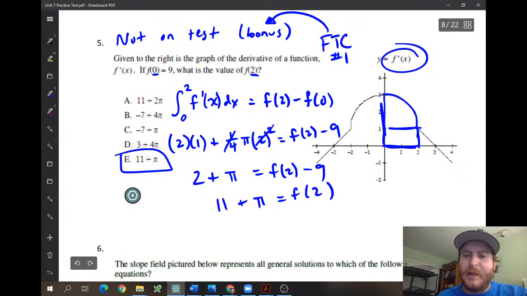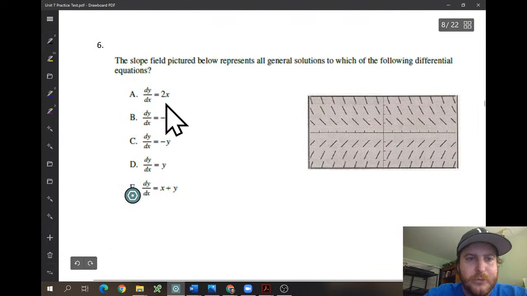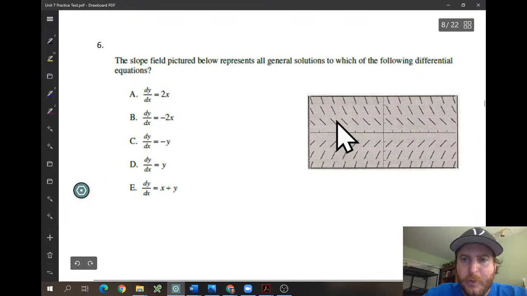So that should be it for the review. So now we'll kind of move on to some of the newer stuff we've been doing this chapter. So this says the slope field pictured below represents all general solutions to which of the following differential equations? So what I like to do on something like this is to just kind of pick a point to plug in.